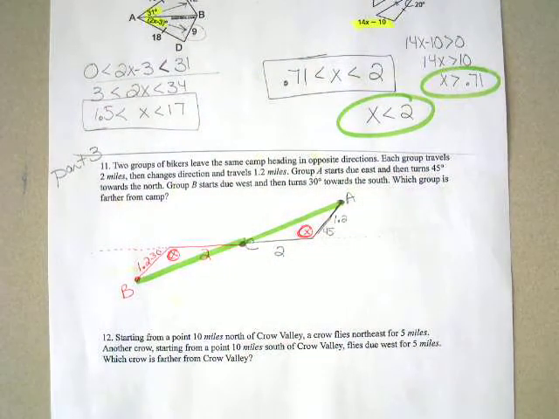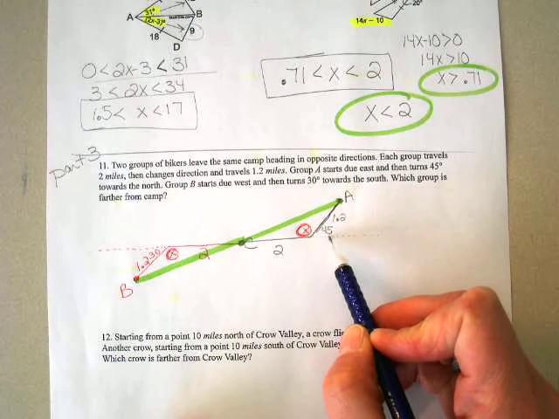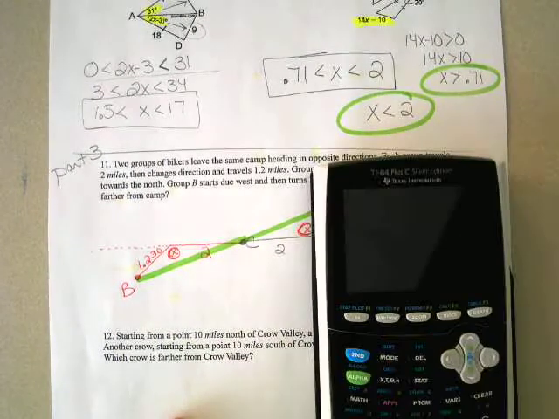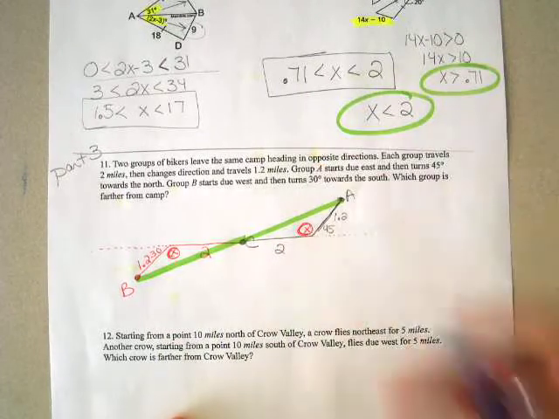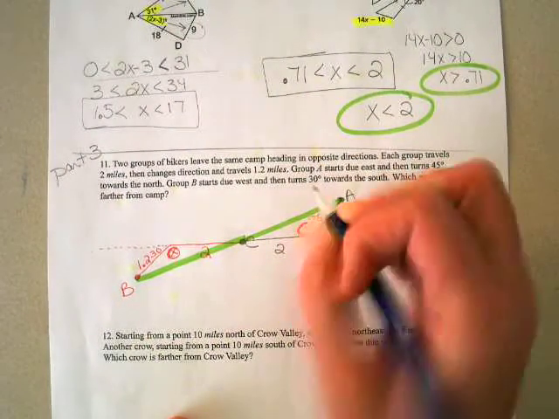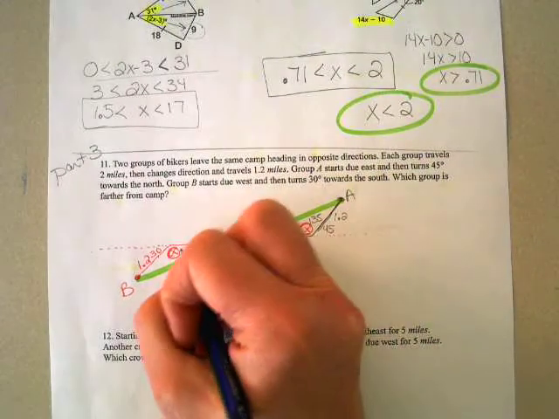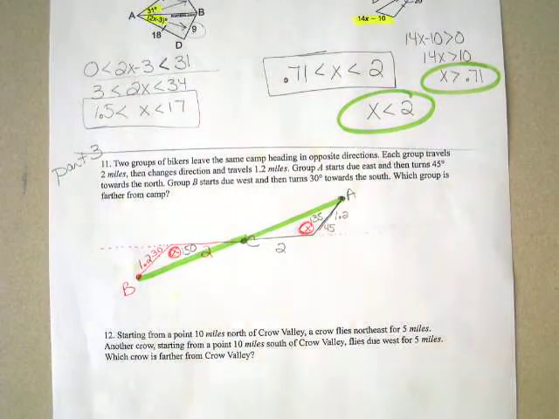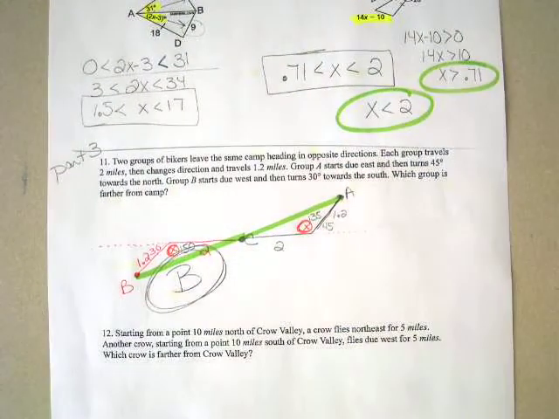I heard A, I heard B. What's 180 minus 45? What's 180 minus 45? 135. What's 180 minus 30? Who has a bigger angle? B. B is further away. Not by much. It's only a 5-degree difference.